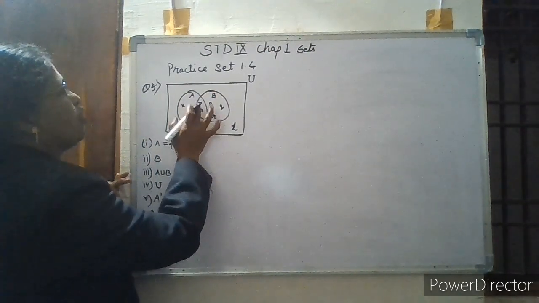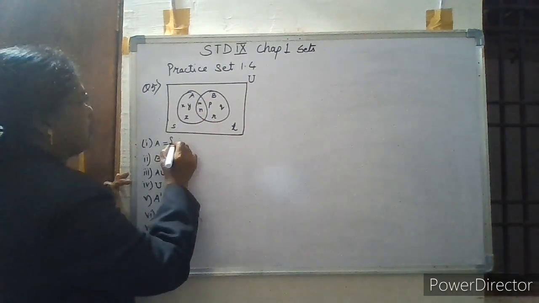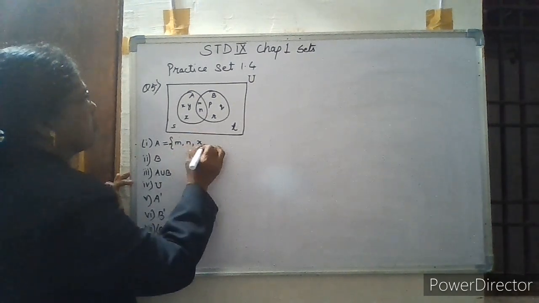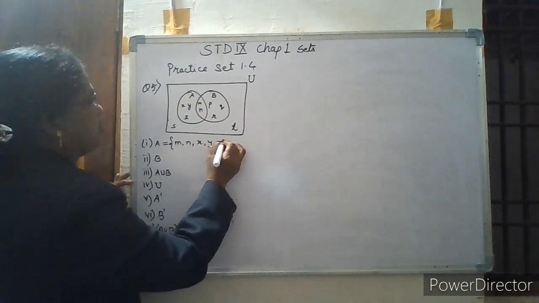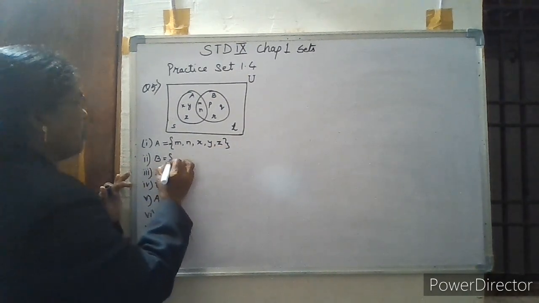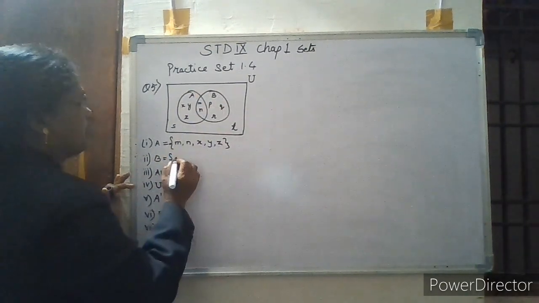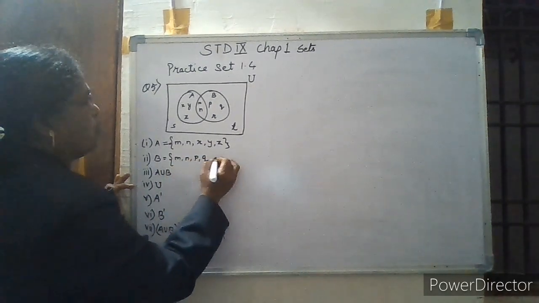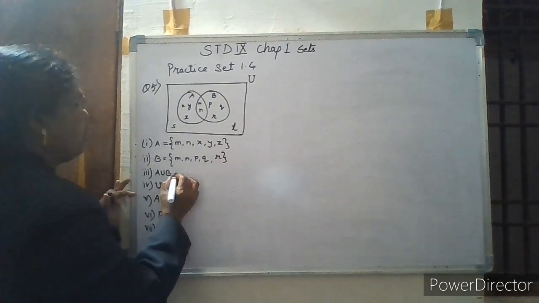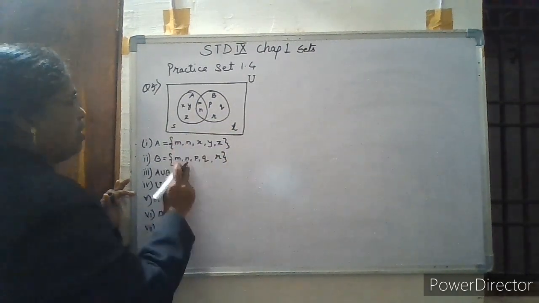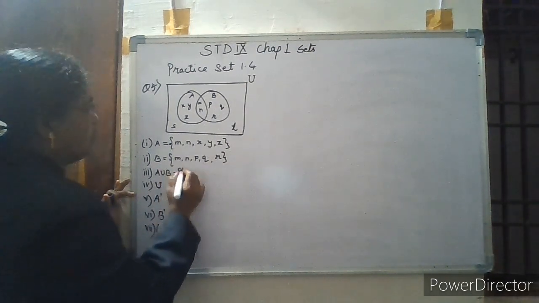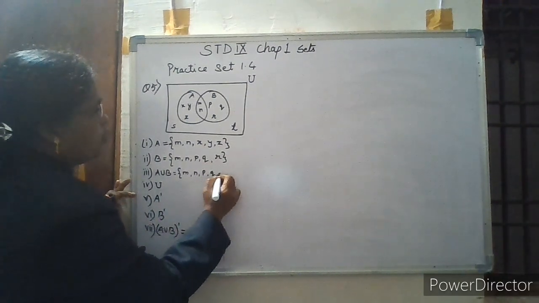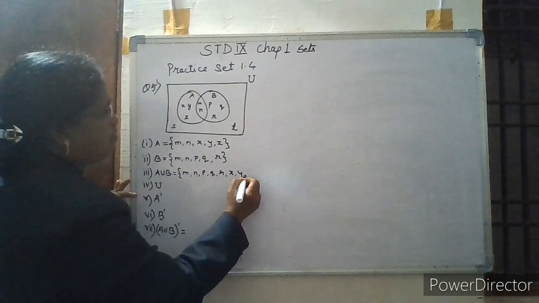Alphabetical wise, M, N, then X, Y, Z. These are the elements. Set B is having the elements M, N, P, Q, R. A union B is having the elements of both this and this. A union B: so again M, N, then P, Q, R, X, Y, Z.